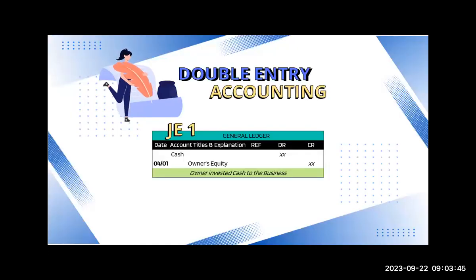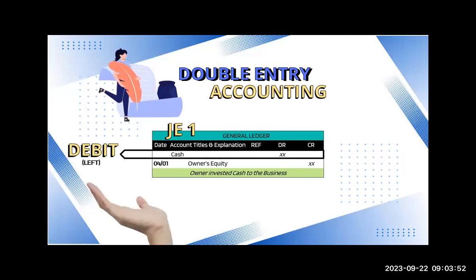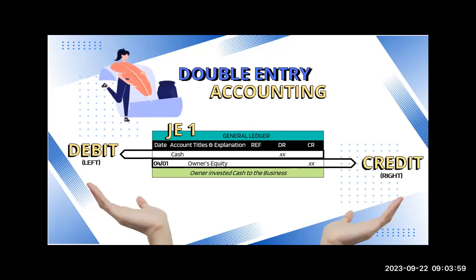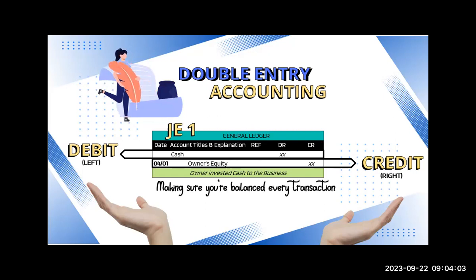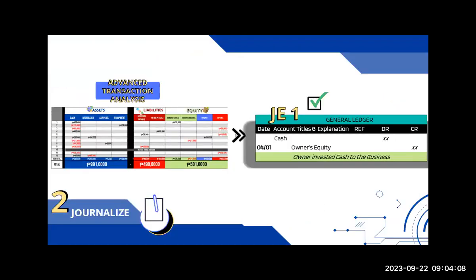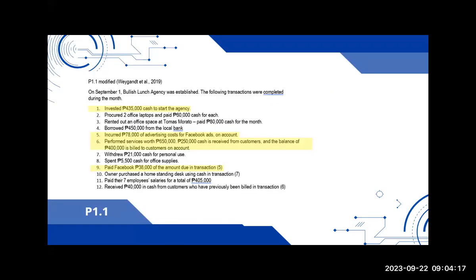So why is it again a double entry accounting system? Because basically you have your cash on the left, debits on the left, you have your owner's equity, credits on the right. It should balance, right? Kaya siya double entry. So making sure na you're balanced every transaction. So now, let's try to apply. So kanina pinagawa ko kayo T accounts, right? Now, let's do paano tayo mag-journal entry for these specific 4 accounts, right?